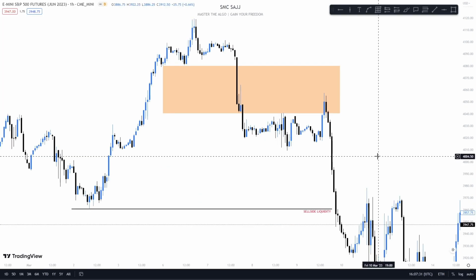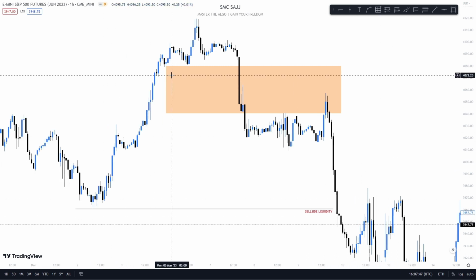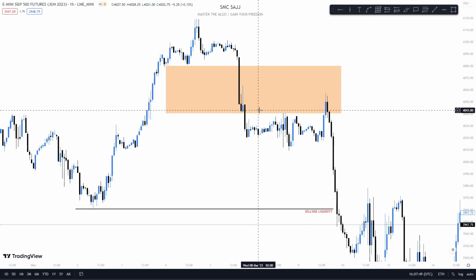All right, so if we look at that daily candle we saw, on the lower time frames, this is the hour chart. Let's see what actually happened for that distribution to occur and how you could have caught that move. So this is the same daily fair value gap that we saw.